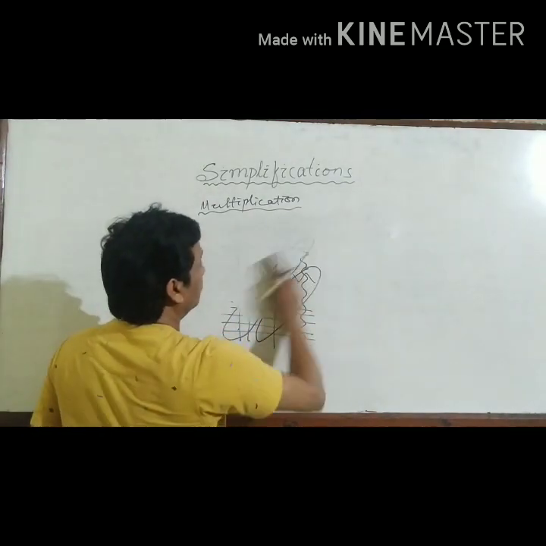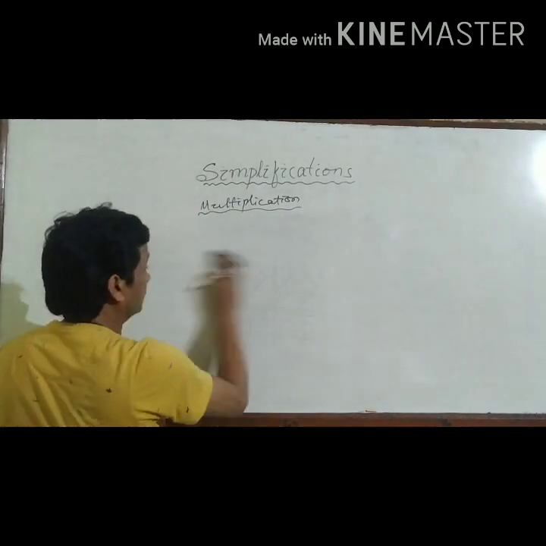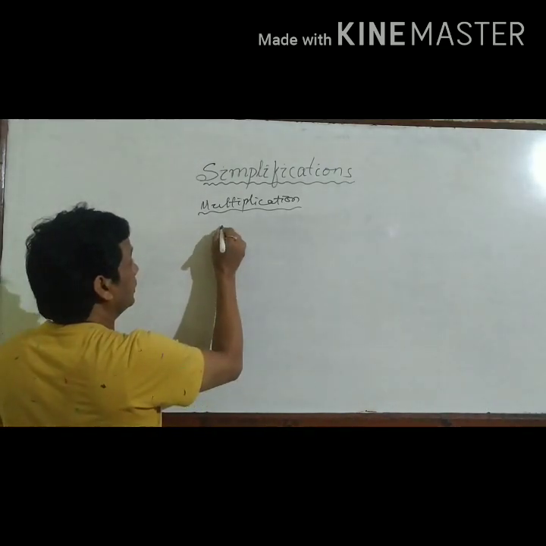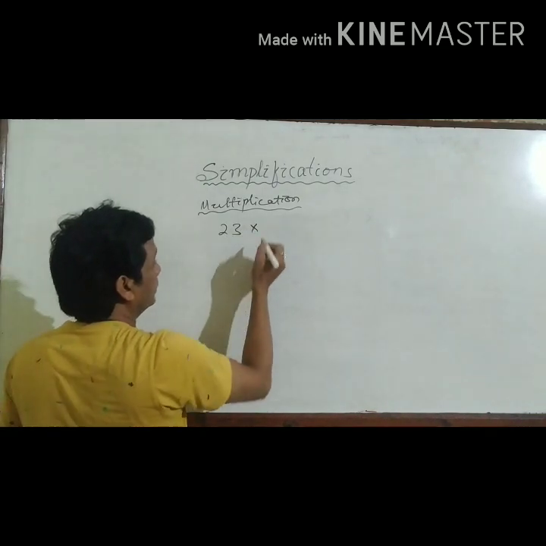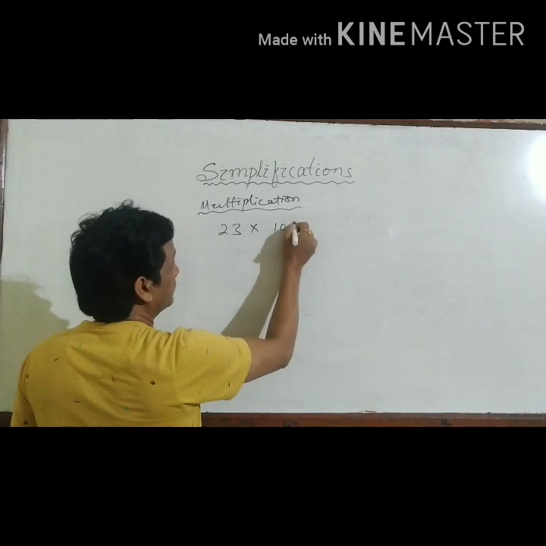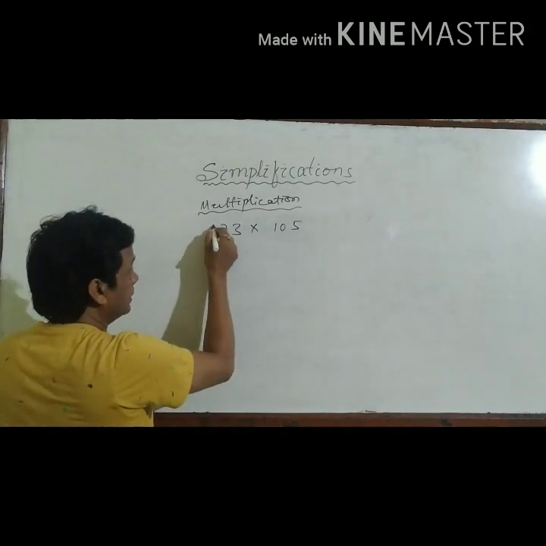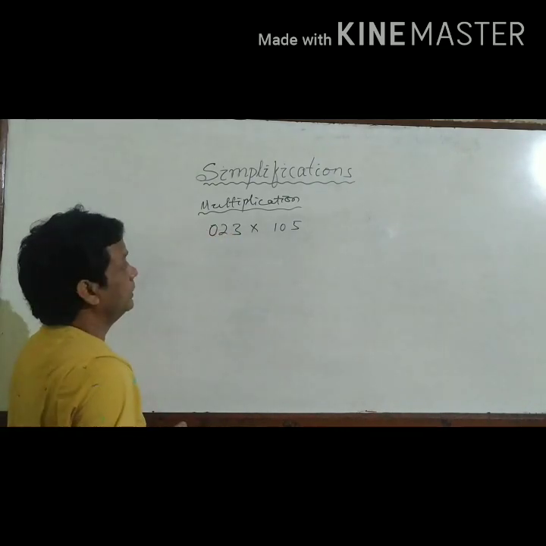If you will multiply a 2-digit number with a 3-digit number, see here. If you will multiply 23 with 105, how will you multiply? In this case, take 0 here. Then apply the same rule. Okay, then you can multiply.